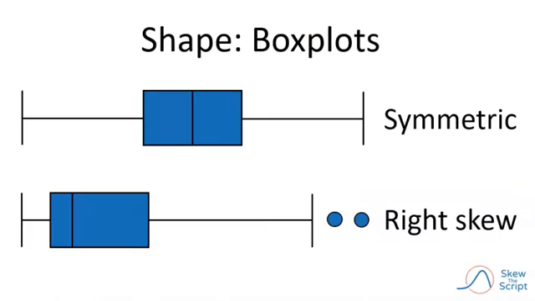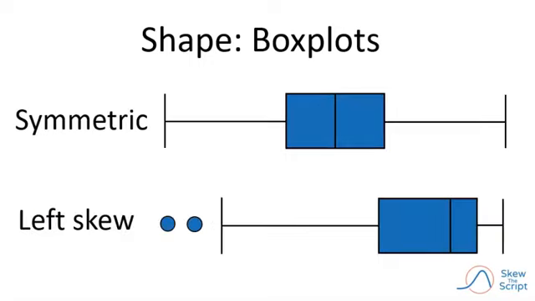So in a box plot, you cannot see whether the distribution is uniform, unimodal, or bimodal, but you can see whether it is symmetric, skewed right, or skewed left, based on whether the whisker or the side of the box is longer. So you can see that part of the shape there.